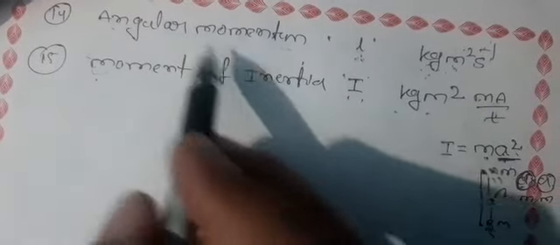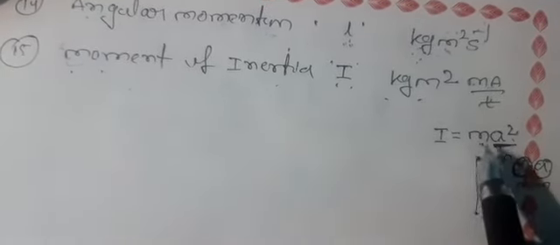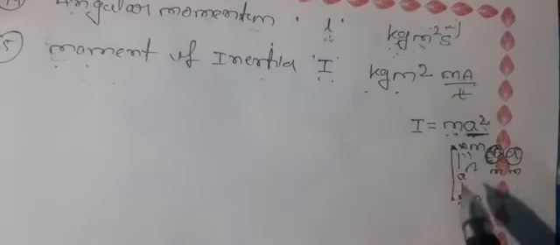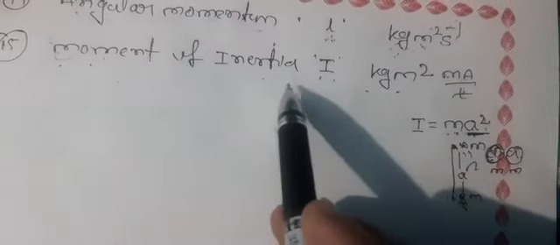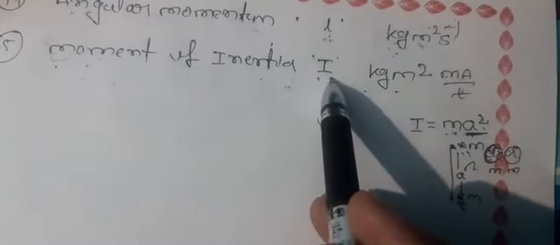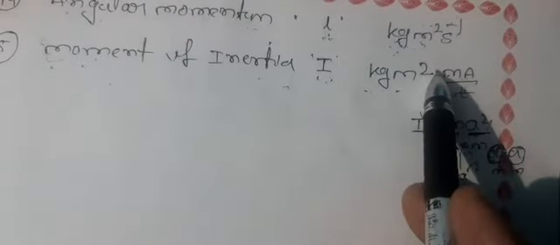The moment of inertia is a rotational motion quantity. What is the meaning of moment of inertia? The product of mass and the square of the distance between any two particles is called moment of inertia. It is represented by the symbol capital I. The SI unit of moment of inertia is kg meter square.